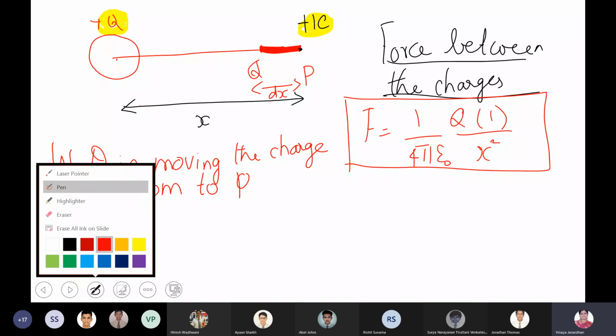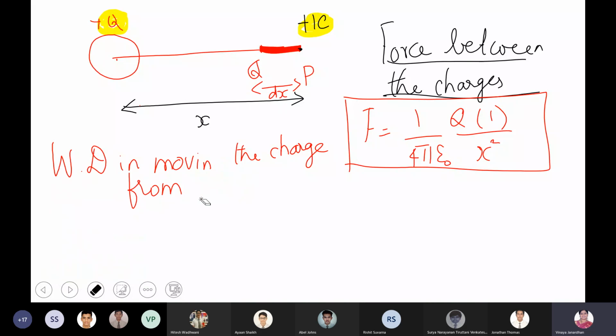From P to Q. Because the displacement is small, the work done is also going to be small. dW is equal to F dx. Now, can someone tell me whether this work done is positive or negative?